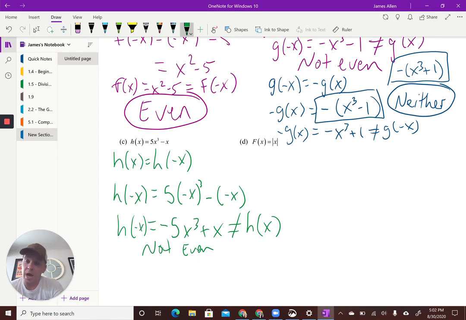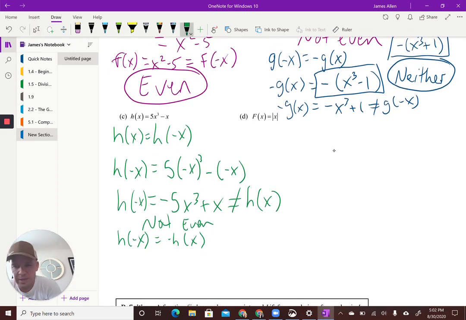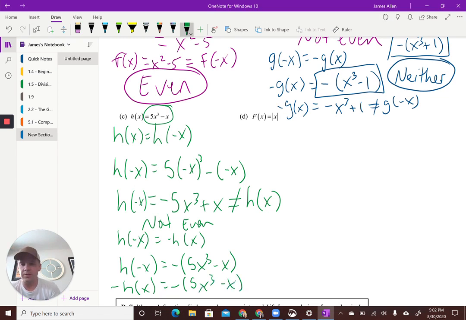But is it odd? Let's test. So I want to see now, does h of negative x equal negative h of x? And again, there are two ways of doing this. How about I do it the other way that I talked about on the last one? I can make h of negative x equal, and I'm going to take out the negative, leaving me with 5x cubed minus x. Now, does that equal negative h of x? Well, if I took my original function and popped a negative in front, that certainly looks the same, doesn't it? Odd. So I could have distributed it, or I could factor it out. It's really the same amount of steps, just how you would like to think about it.